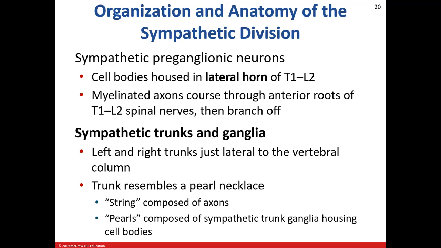Now, as far as the sympathetic trunks and the ganglia, we're going to see that the left and right trunks are just lateral to the vertebral column. The sympathetic trunk resembles a pearl necklace as it runs up and down the vertebral column. The string that connects the pearls are going to be composed of axons. And then the pearls are going to be composed of the sympathetic trunk ganglia that actually contain the cell bodies of our ganglionic neurons.